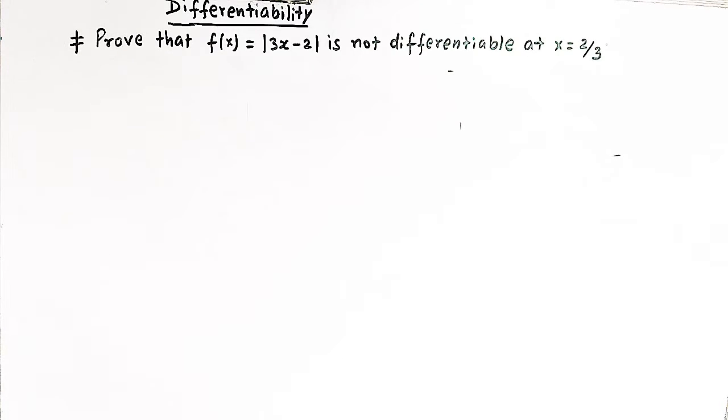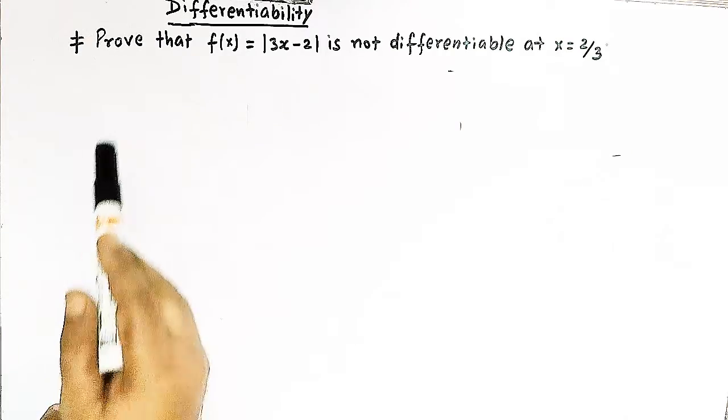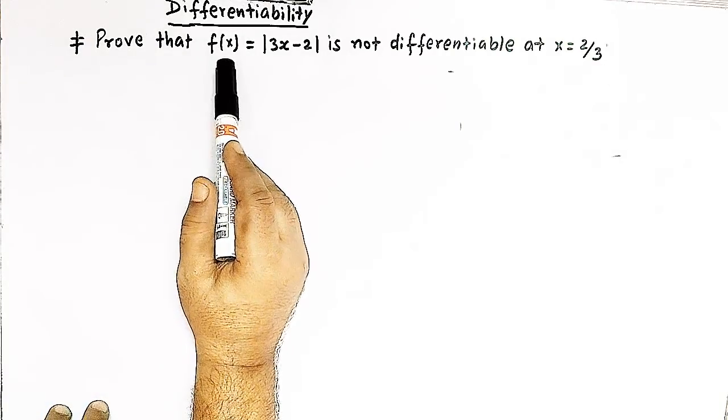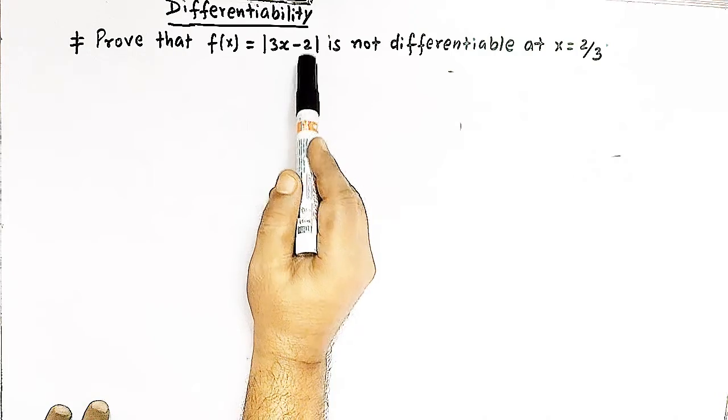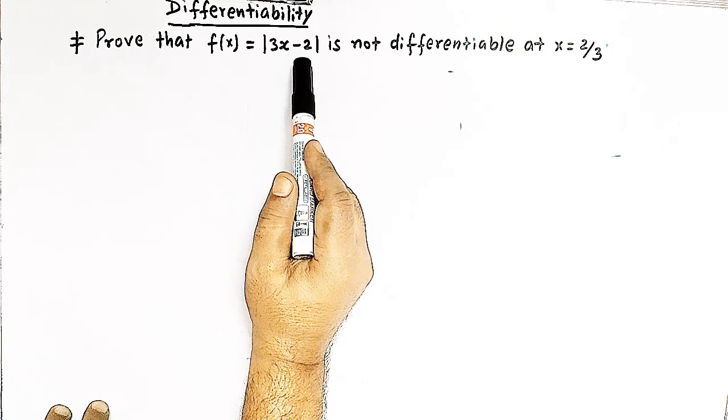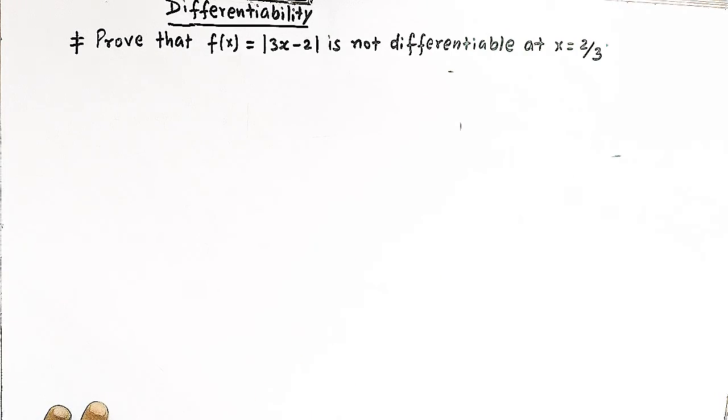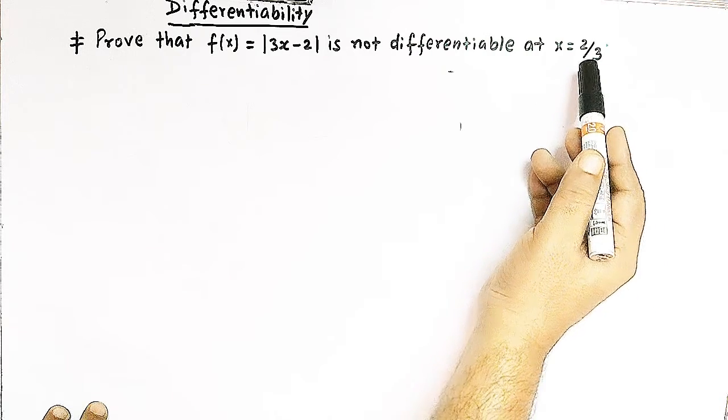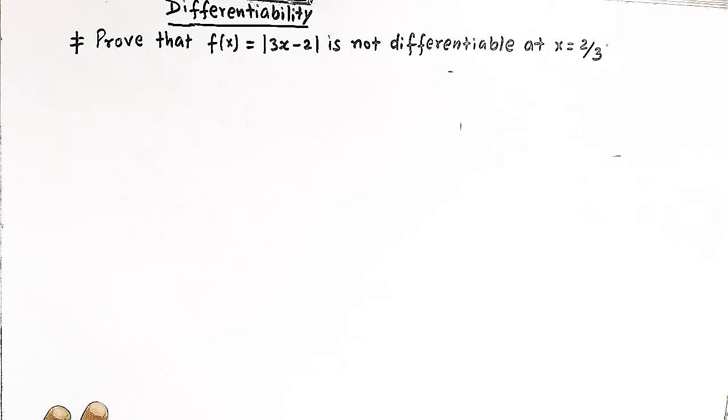Hello viewers, in today's session we are going to discuss another important problem from differentiability of functions, and in this class we are going to prove that this function f of x, which is absolute value of 3x minus 2, is not a differentiable function at x is equal to 2 over 3, right?